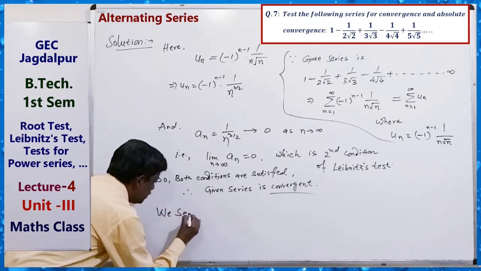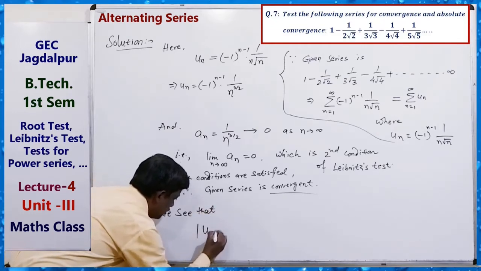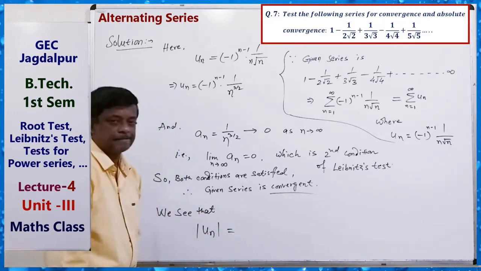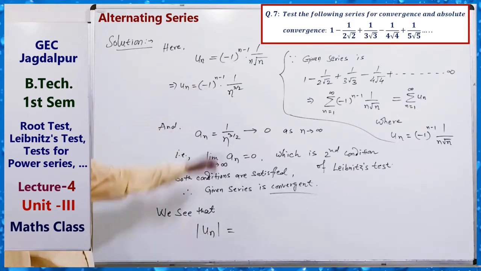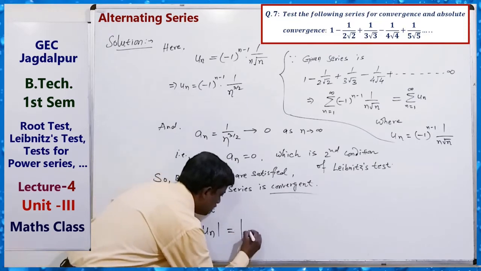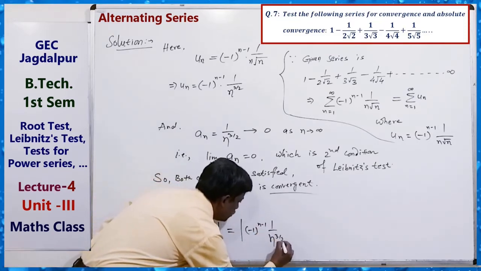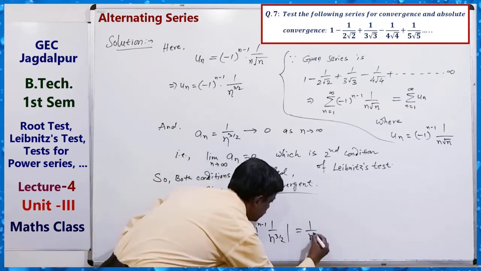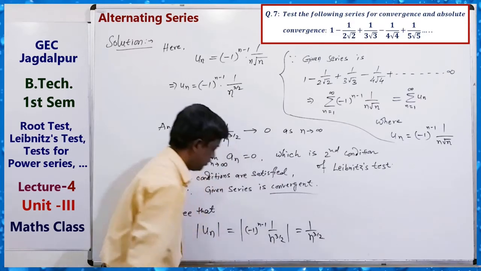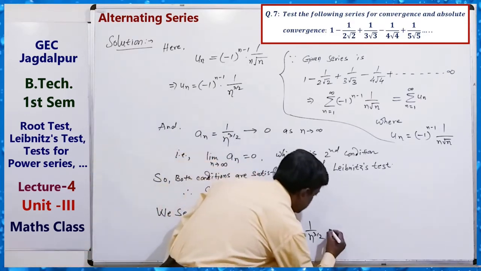We see that mod of un is equals to minus 1 to the power n minus 1, 1 upon n to the power 3 by 2, which is equals to 1 upon n to the power 3 by 2. This is tending to 0.